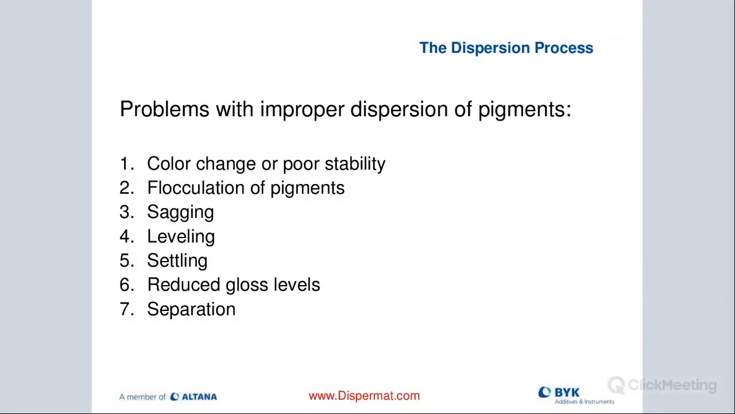So here are some issues that we face if we improperly disperse our pigments. Obviously we want to have really good and stable color. Flocculation of pigments, sagging, leveling, settling. Some of these are common issues. Obviously gloss is an important one, and separation. So these are just some of the things we want to avoid. Therefore we want to have really good dispersing results with the equipment.